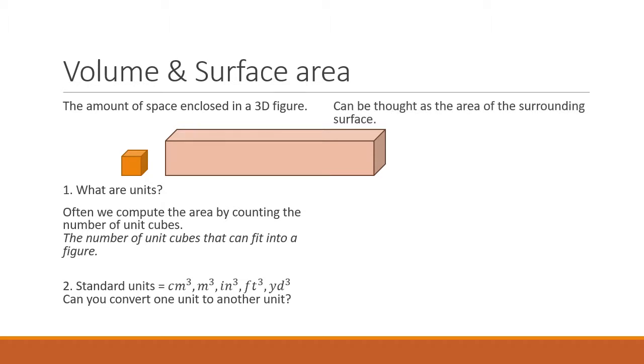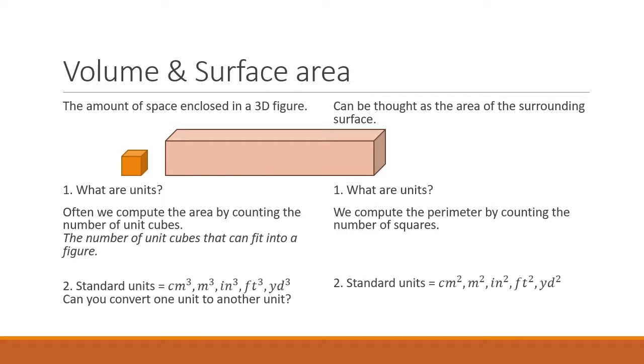Now with the surface area, you can think of it as the area of the surrounding surface. So for a box, you have 6 faces. You really just have to compute the area of each of the faces and add them up. Again, what are the units? Well, you just have to count the number of unit squares on each face and add them up. And because this is area, the standard units would be things like square centimeters, square meters, square inches, square feet, square yards, and so on.